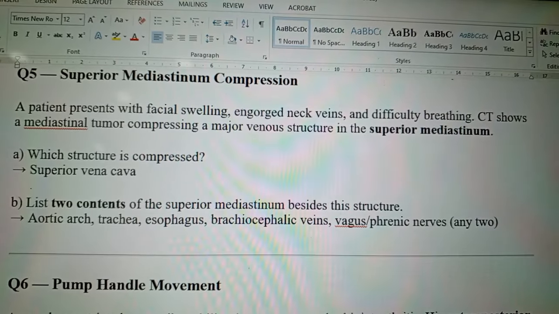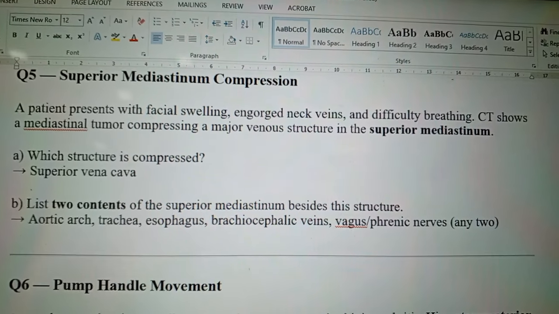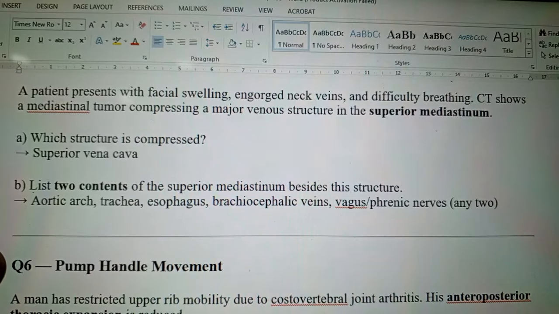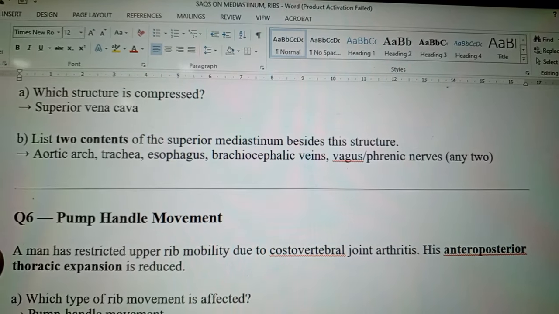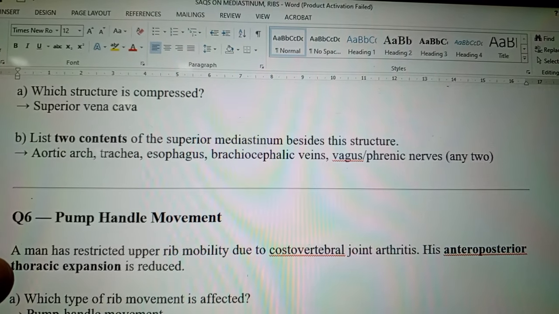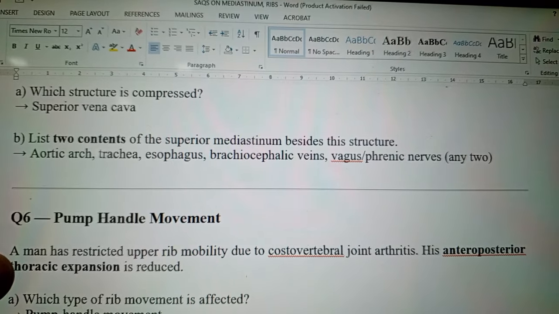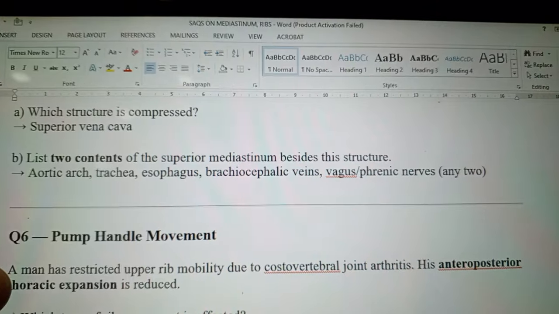A patient presents with facial swelling, engorged neck, difficulty swallowing, and difficulty breathing. CT scan shows a mediastinal tumor compressing a major venous structure in the superior mediastinum. Which structure is compressed? It is the superior vena cava. List 2 contents of the superior mediastinum. Behind these structures are aortic arch, trachea, esophagus, brachiocephalic veins, vagus, and the phrenic nerves.